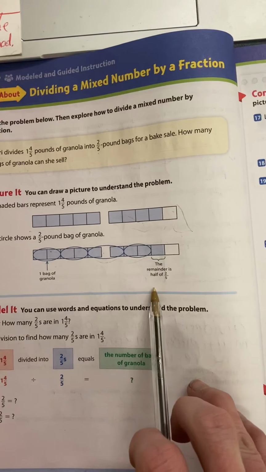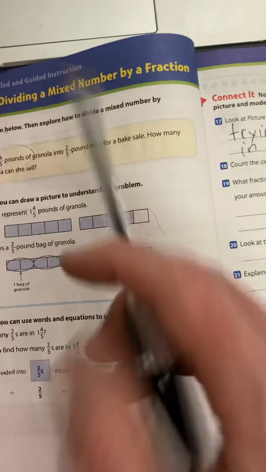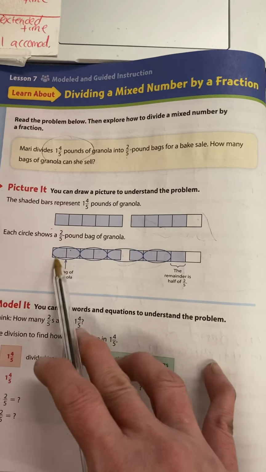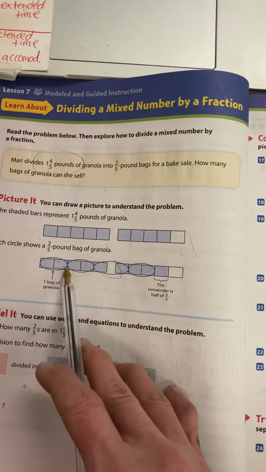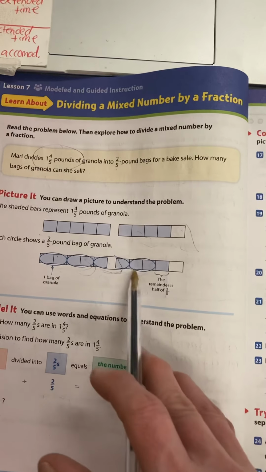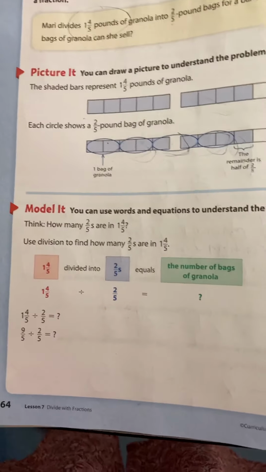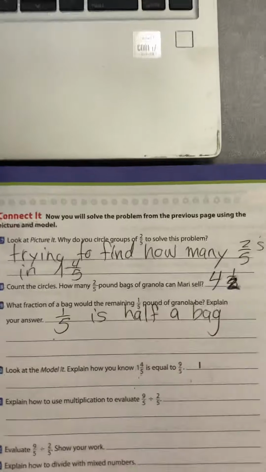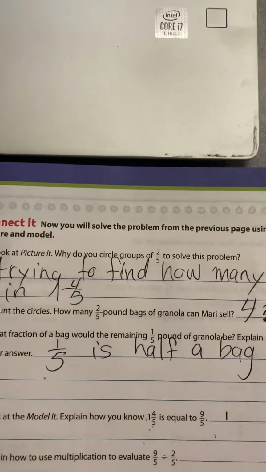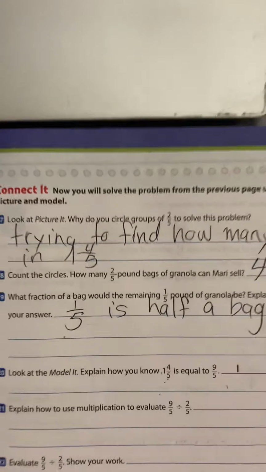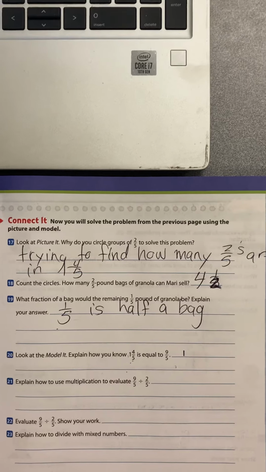When you count how many 2/5 are in 1 4/5, you're circling the 2/5, the groups of 2/5. So you actually have 1, 2, 3, 4 bags, and then we got one piece or half of a bag. It shows the equation down below. Look at, picture it. Why do you circle groups of 2/5 for this problem? Because you're trying to find out how many 2/5 are in 1 4/5.